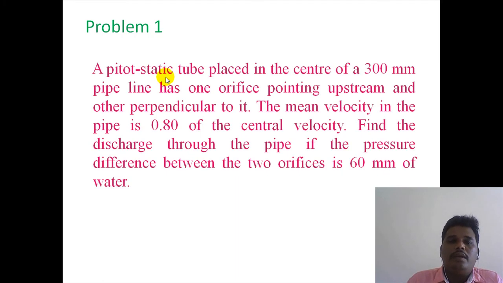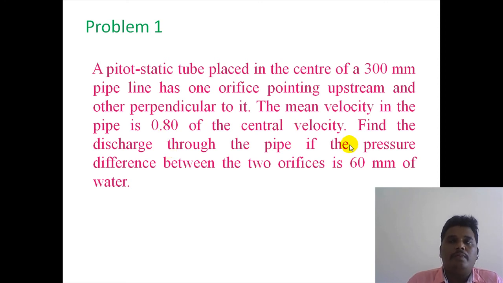Now, the Pitot tube is always bent at 90 degrees. The mean velocity is 0.8 times the center velocity. At the pipe center, the mean velocity is about 0.8 times. Find the discharge in the pipe. The pressure difference between the two orifices is 60 mm of water. Take the coefficient of velocity as 0.98.